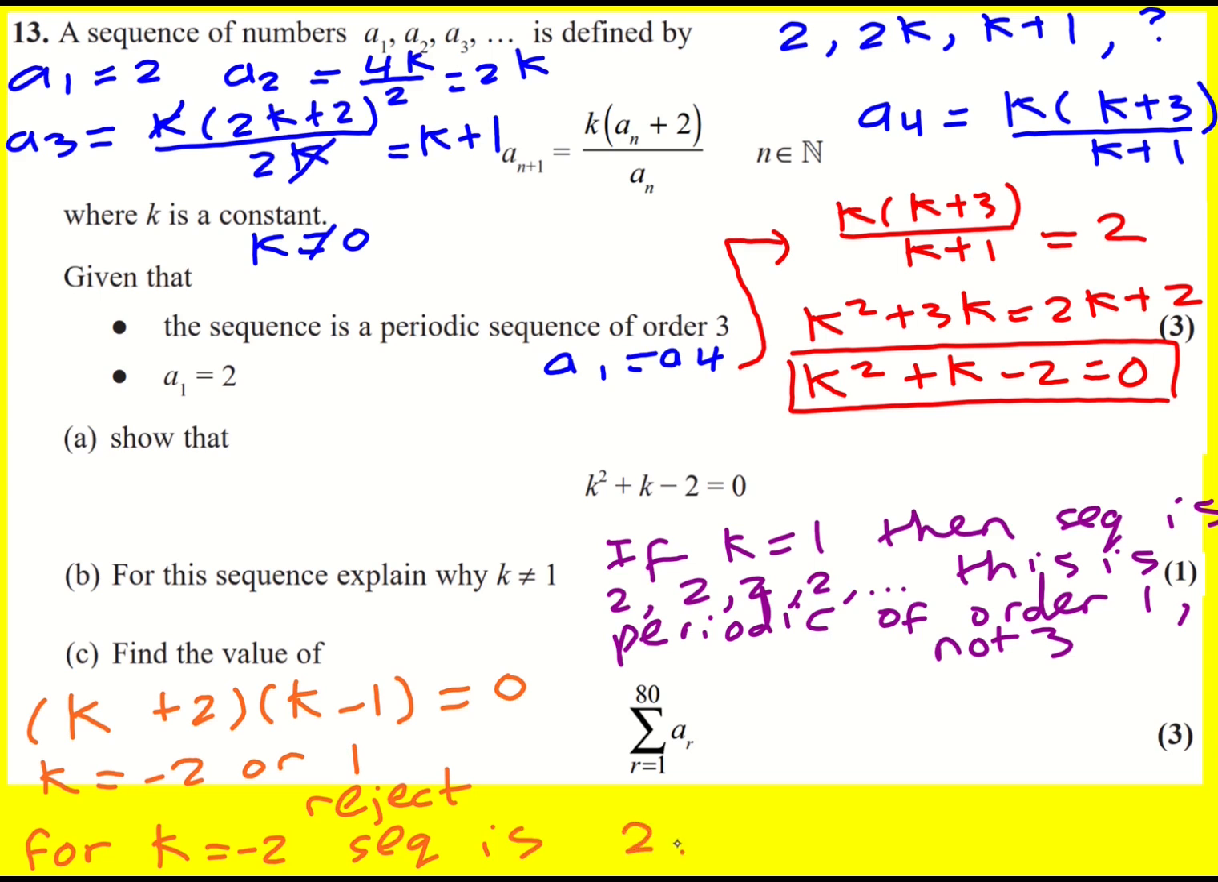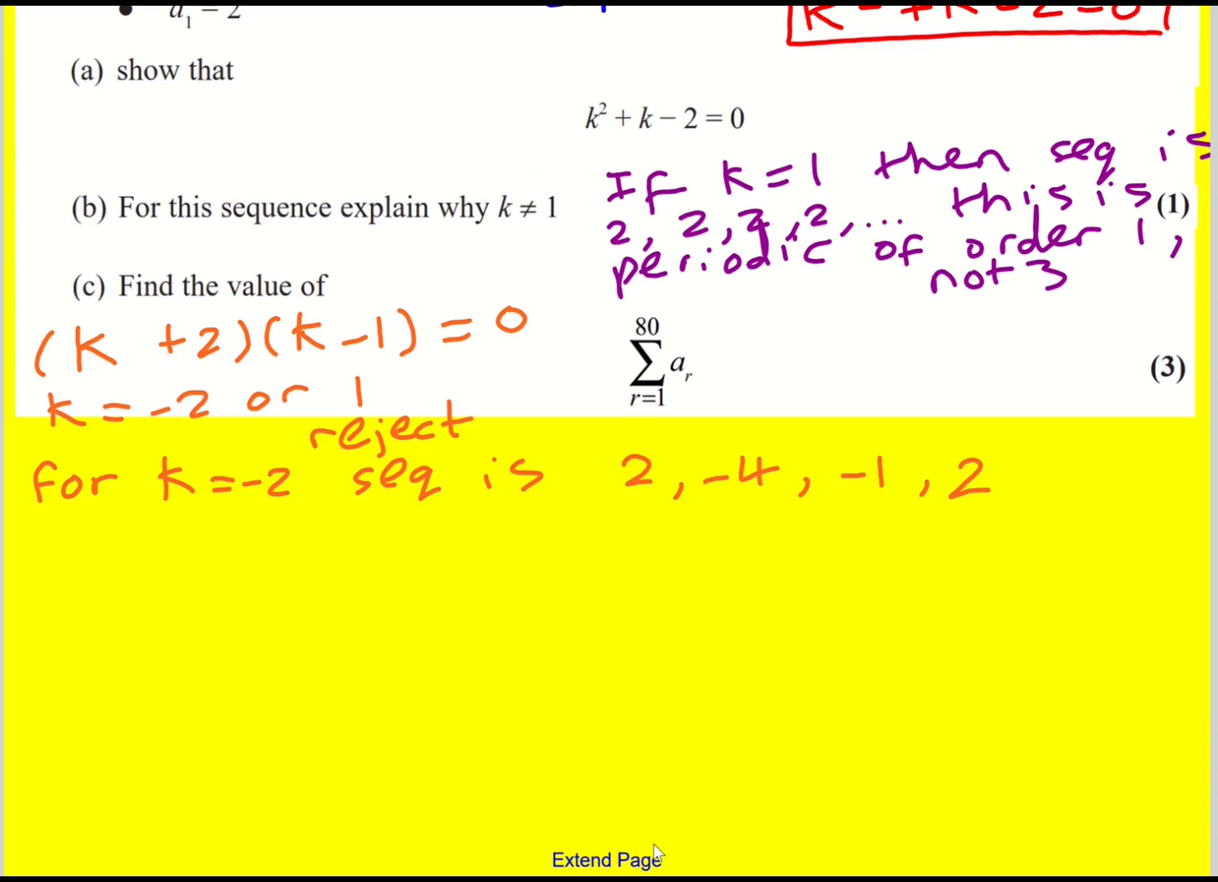So I'm going to get 2 as my first term, then minus 4, then minus 2 plus 1 is minus 1, and then when I put it back in, it's going to be 2 again. I mean, it must be because of how we constructed the quadratic. You could, of course, put it into this term. Then it will be minus 2 times 1 over minus 1, which will give 2. So this works, and it's going to repeat like that forever. So it is periodic, order 3.